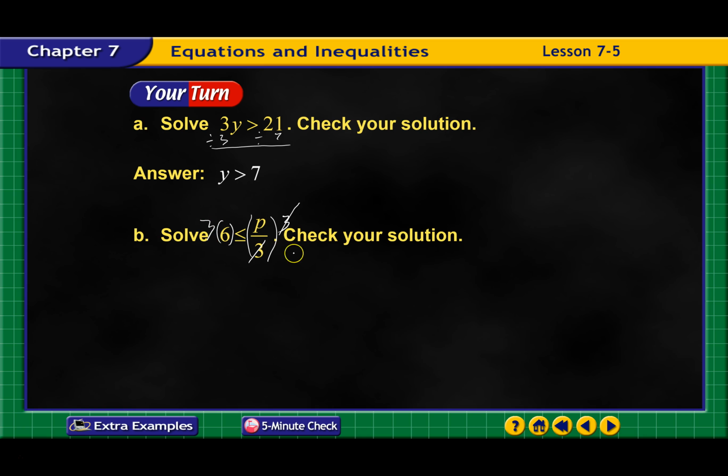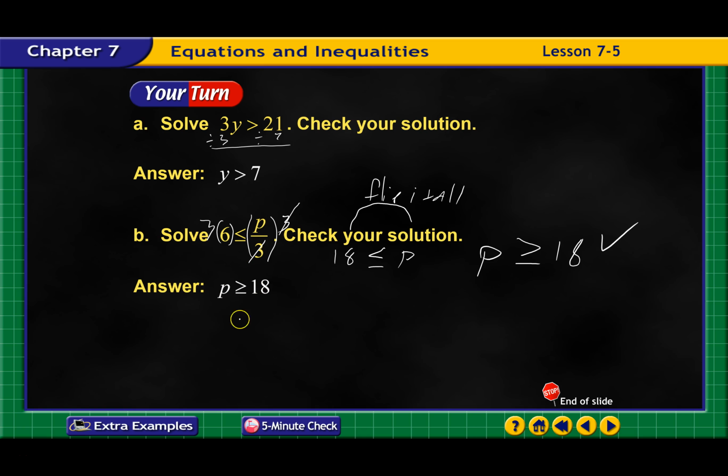Now, here's going to be interesting. Right now, you have 18 is less than or equal to p. So far, the variable, or whatever letter, has always been on the left. So in order to get this totally right, you actually have to flip everything. Flip it all. I made that up off the top of my head. So I have to write p, flip the symbol to the other direction, and 18 will be my totally correct answer. Otherwise, it's going to get confusing for whoever's grading it.